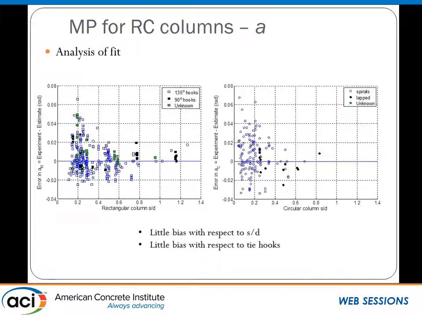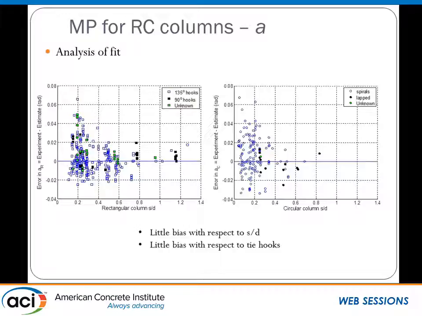And then we're also going to test it for other parameters that are not in there to see their effect. One thing I was worried about: transverse reinforcement ratio is important, but also spacing. Do our equations give us any bias with respect to spacing of the hoops? When we plot the error versus S over D, we see that for rectangular and circular columns, there is no bias for the spacing over depth ratio.